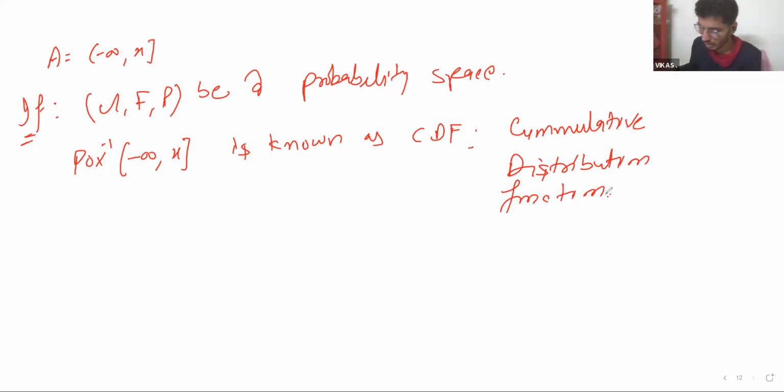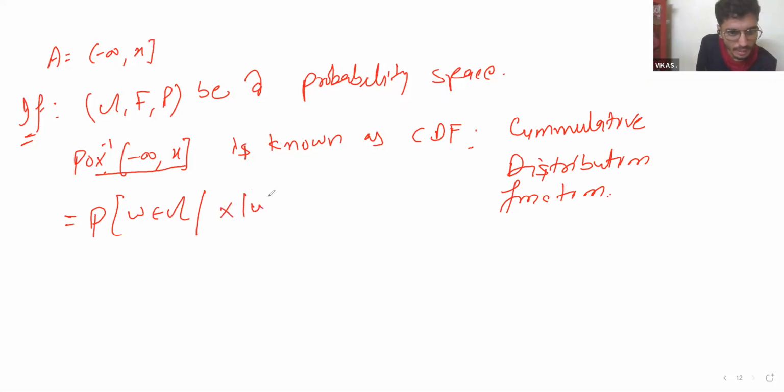You have heard of the cumulative distribution function. What does it mean? It is the probability of the set A, that is, those omega such that X(omega) belongs to (minus infinity, x]. So this is the definition of that probability.